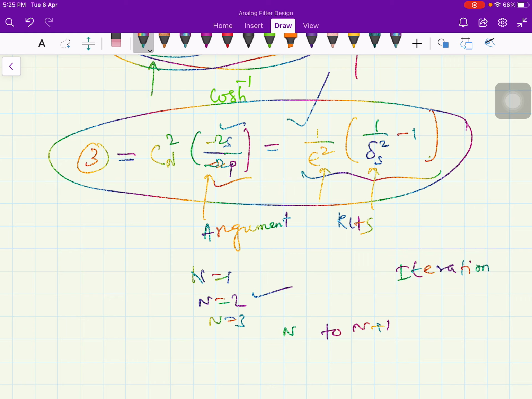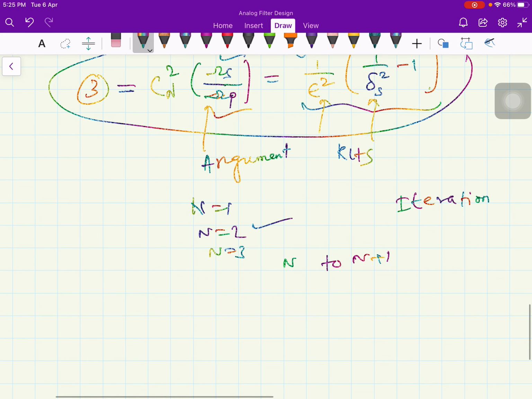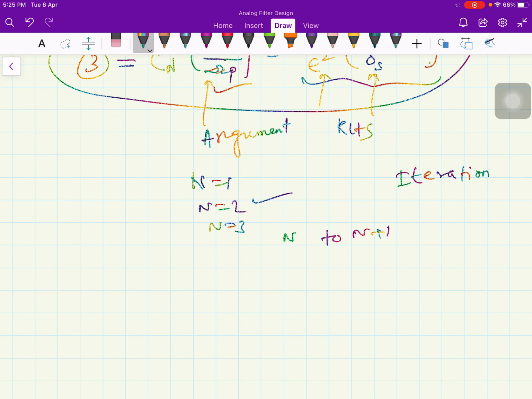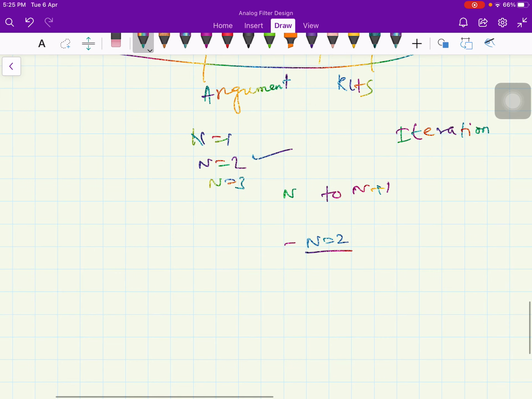Try values till the left hand side exceeds the right hand side. It may exceed drastically sometimes. For example, what is the Cn of x formula? Instead of taking the general formula, let me take a specific case. For example, let's say n is equal to 2, then C2 of x is equal to 2x square minus 1.